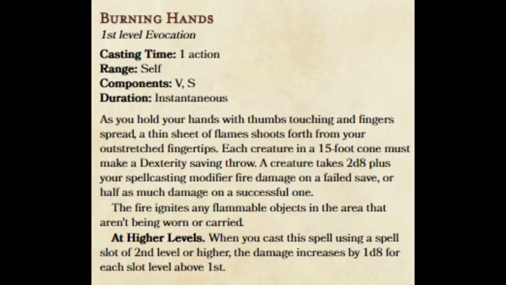So my adjustments now: as you hold your hands with thumbs touching and fingers spread, a thin sheet of flame shoots forth from your outstretched fingertips. Each creature in a 15-foot cone must make a Dexterity saving throw. The creature takes 2d8 plus your spellcasting modifier fire damage on a failed save, or half as much damage on a successful one. The fire ignites any flammable objects in the area that aren't being worn or carried. At higher levels, when you cast this spell using a slot of 2nd level or higher, the damage increases by 1d8 for each slot level above 1st.